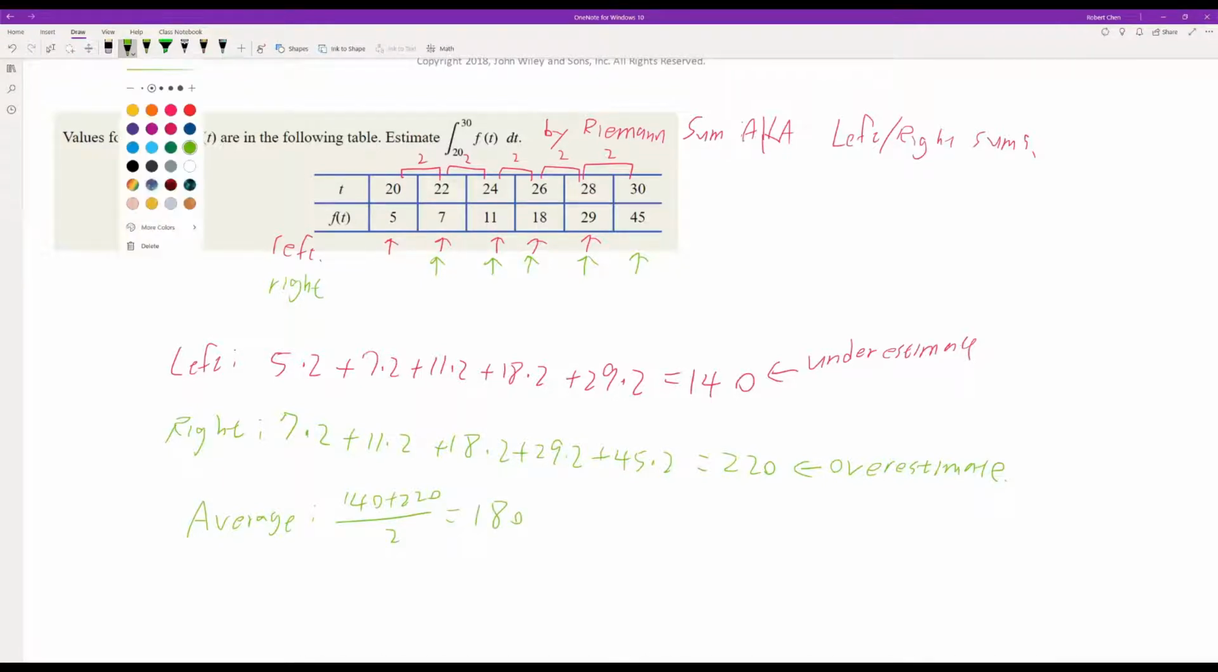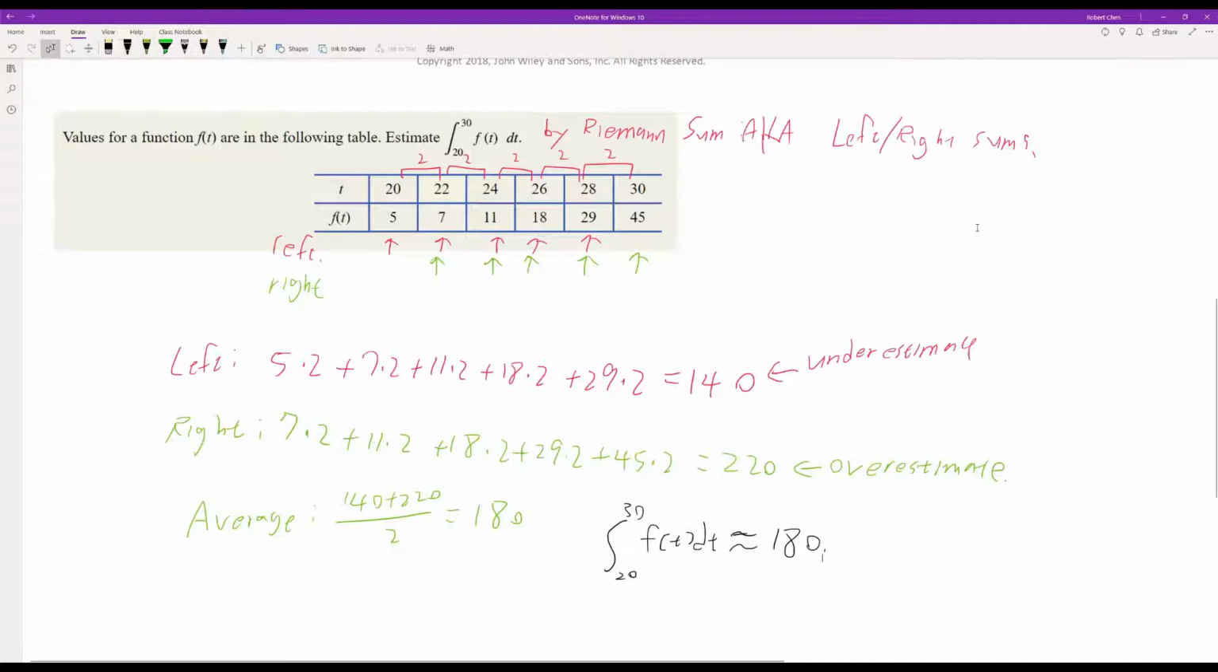So what we can say at the end is that the integral from 20 to 30 of f of t dt is about 180. This is just an estimation. Of course, we don't know exactly what it is, but we can estimate it just by using the left-hand sum or the right-hand sum.